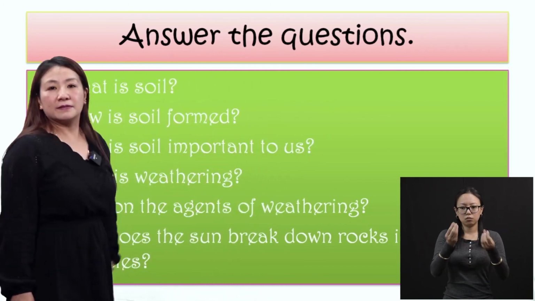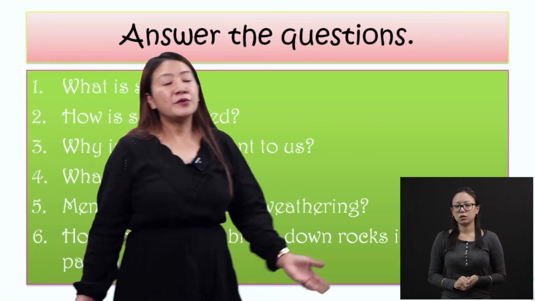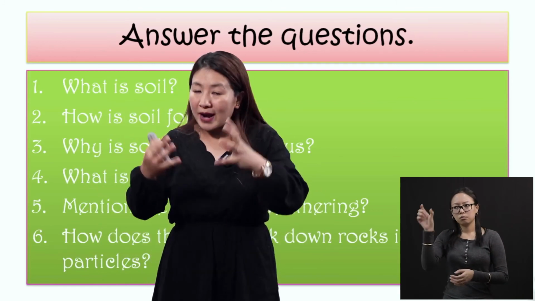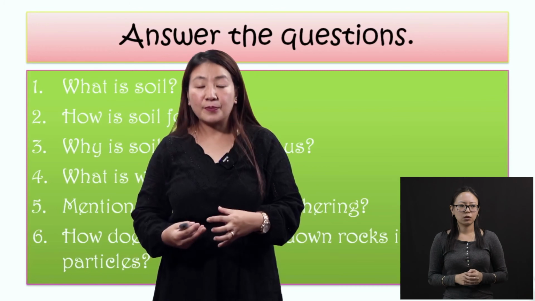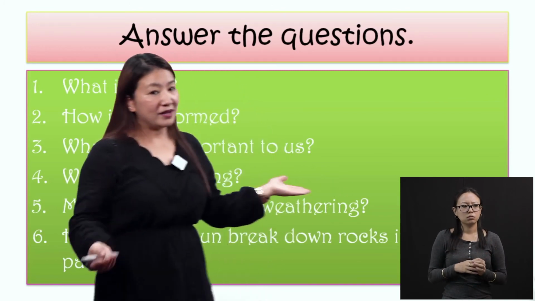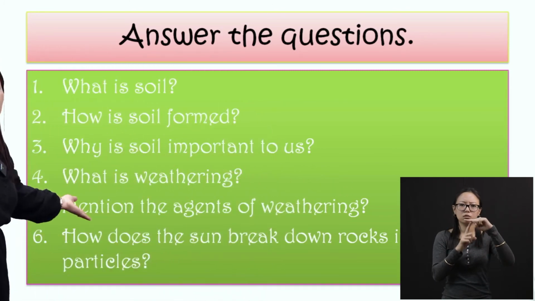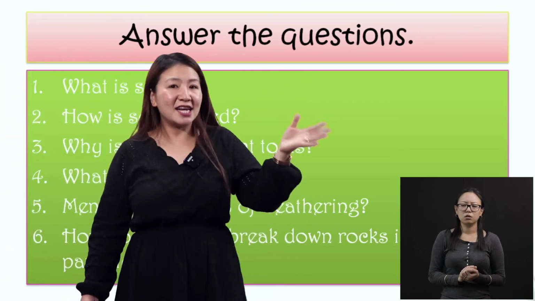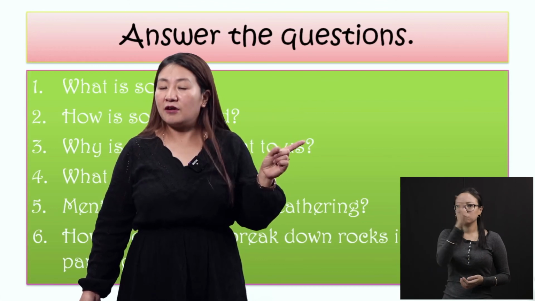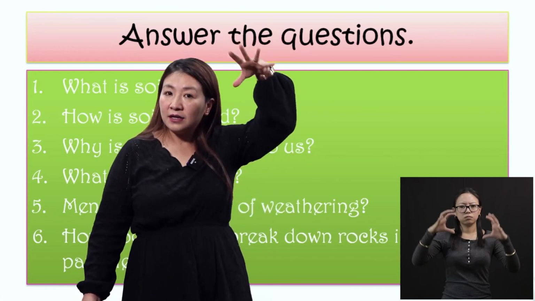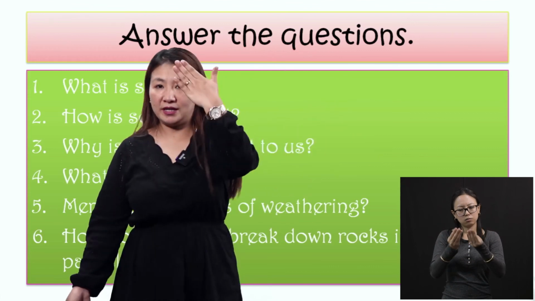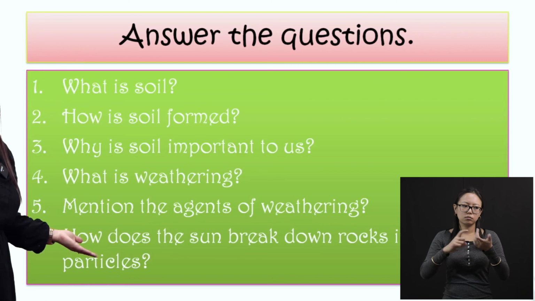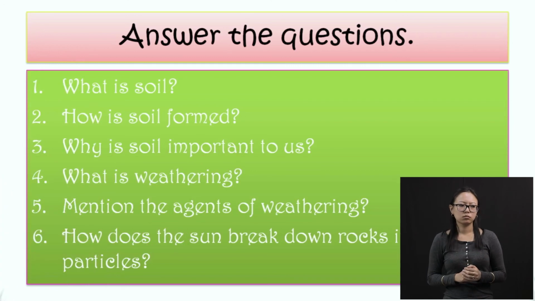Now, what is weathering? See, weathering. Weathering is the process by which huge rocks break down into smaller particles by the action of sun, water, and wind. Very easy. The agents of weathering. Mention the agents of weathering. The agents of weathering are, let me repeat again and again, sun, water, and wind. Simple as that.